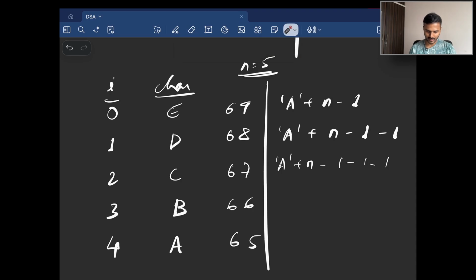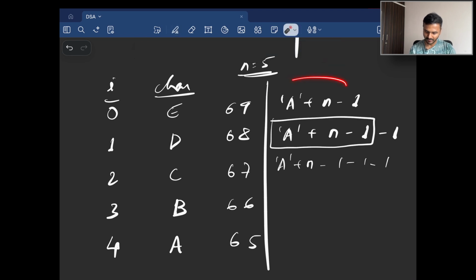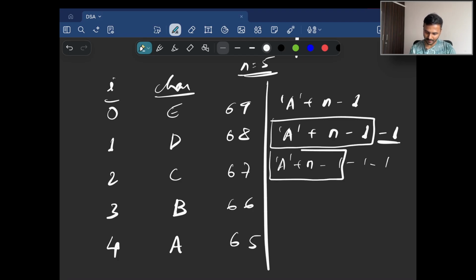For that, let's take a look at the second row. When I is 1, we're supposed to print 68, because of which we're going to go for A plus n minus 1 minus 1, right? So we're going for minus 2. Or we can say that we're going for A plus n minus 1, which is what we had over here, minus 1, right? Similarly, here it is A plus n minus 1 minus 2, correct?